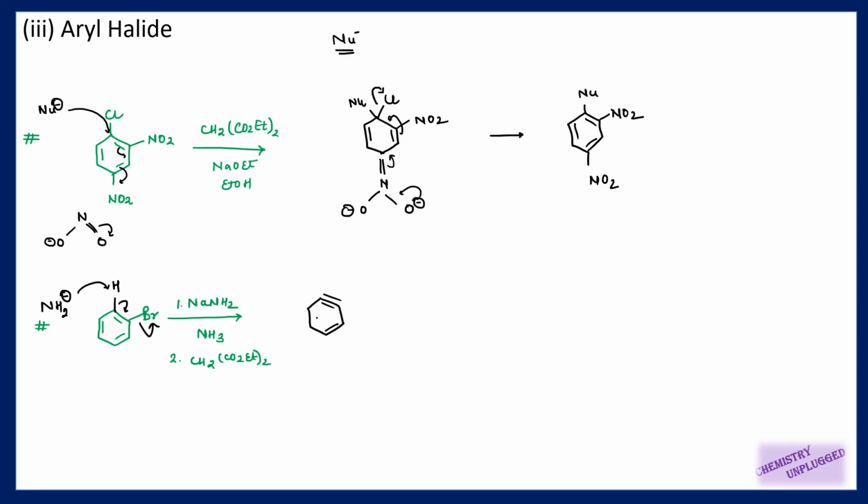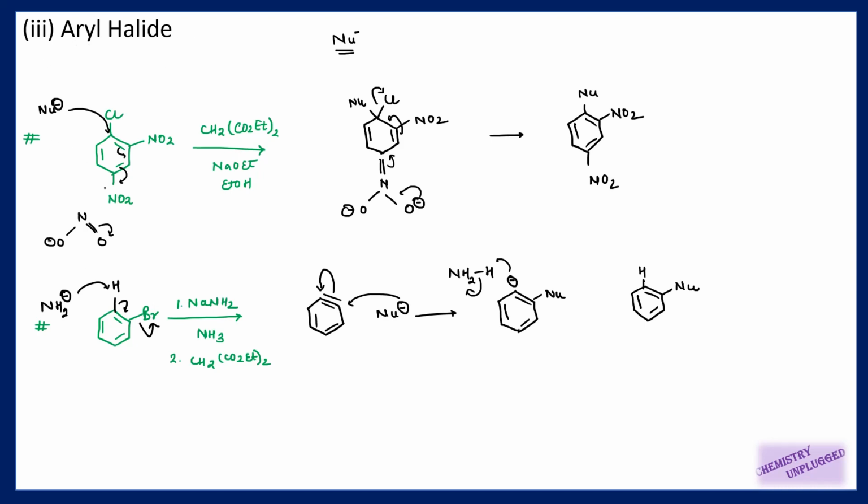Then we can use our nucleophile. It will attack on this, it will shift here, we have a negative charge here, so it will take a proton from ammonia and H will attach here, right? So you can use aryl halide as a substrate under these two conditions, right?